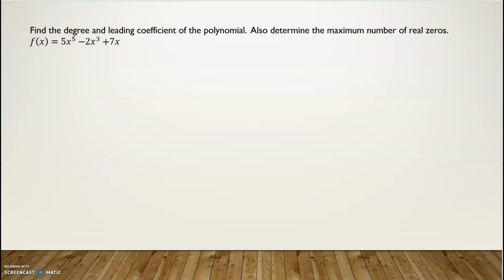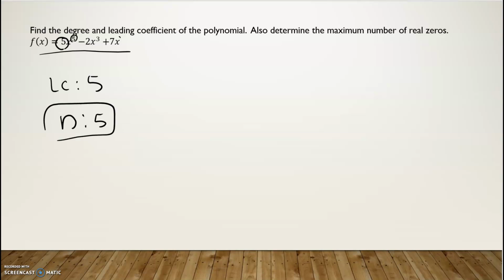Okay, so same thing. So I'm going to check to make sure it's in descending form, which looks like it is 5, 3, and then raised to 1. Okay, so our leading coefficient is 5, and the degree of this polynomial is also 5 because it is raised to 5. And the maximum numbers of real zeros, well, that would be the same as the degree, so there should be 5 real zeros.